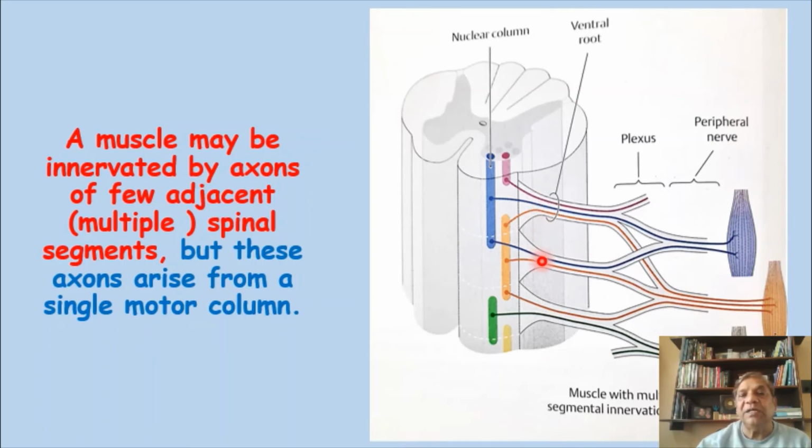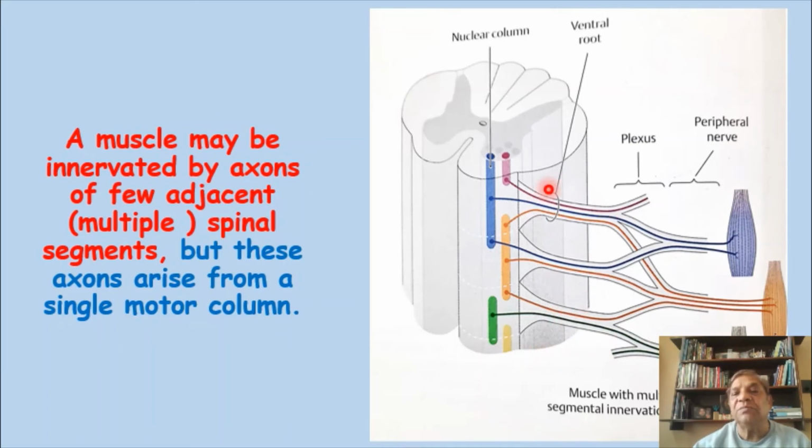Though they are taking origin from adjacent spinal segments, they are trying to come close to each other to supply a single muscle derived from the adjacent myotome, and so the nerve plexuses are formed. See here, this blue column: only two adjacent segments are giving origin and supplying this muscle.